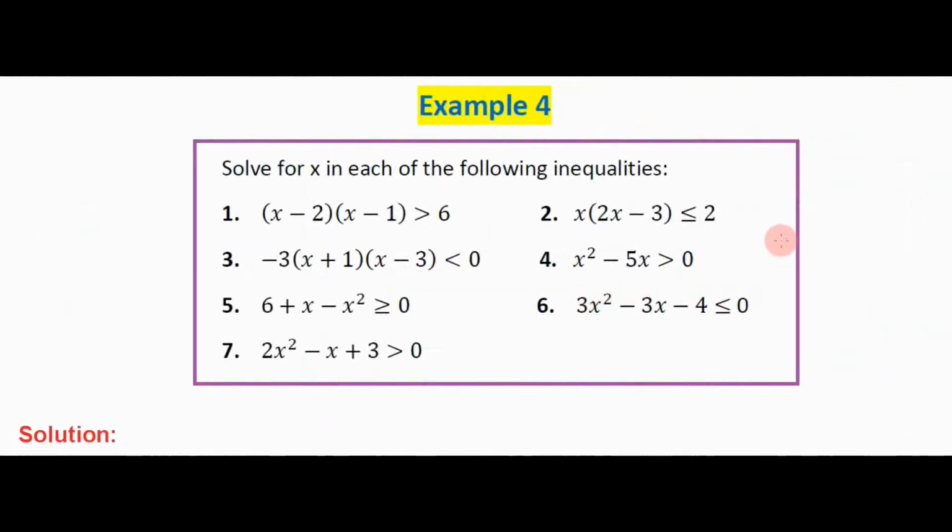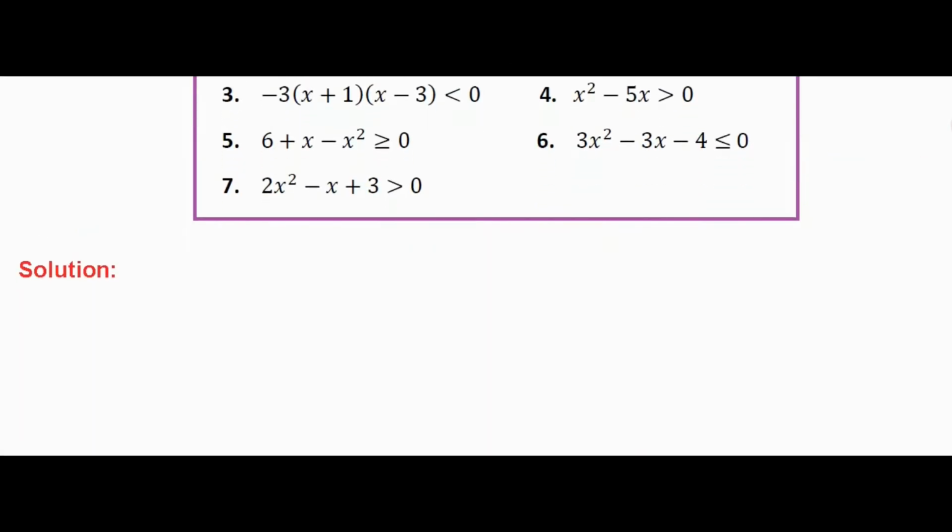Then coming to number 4, we have x squared minus 5x is strictly greater than 0. In this case, we can take out a common factor on the left-hand side. It's going to be x into x minus 5, strictly greater than 0. We do have a 0 on the right-hand side, so we can actually draw the parabola at this stage. The roots will be x equals 0 and x equals 5.